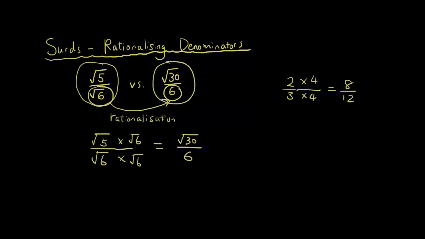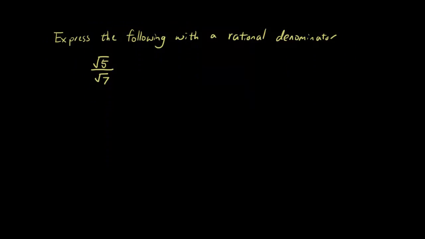Okay, so let's do another problem. Have a go at this one. Express this with a rational denominator. I'm going to multiply both the top and the bottom by square root of 7, and I will end up with 7 on the bottom and square root of 35 on the top. So I have rationalized the denominator.